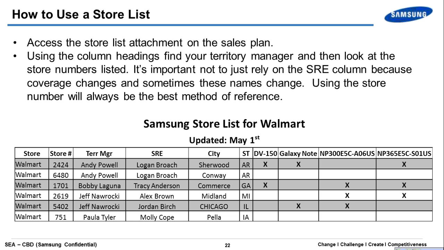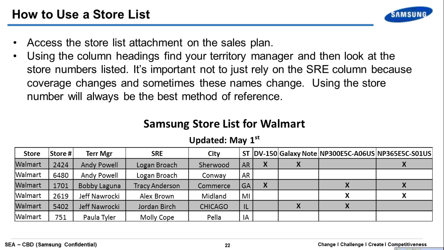Now, a store list is an item list, because not all products are carried in every single store. So the sales plan or the store list will help you identify which products are supposed to be in that store, and so you won't have to waste time looking for a product that you're never going to find because it's not even sold in that store.